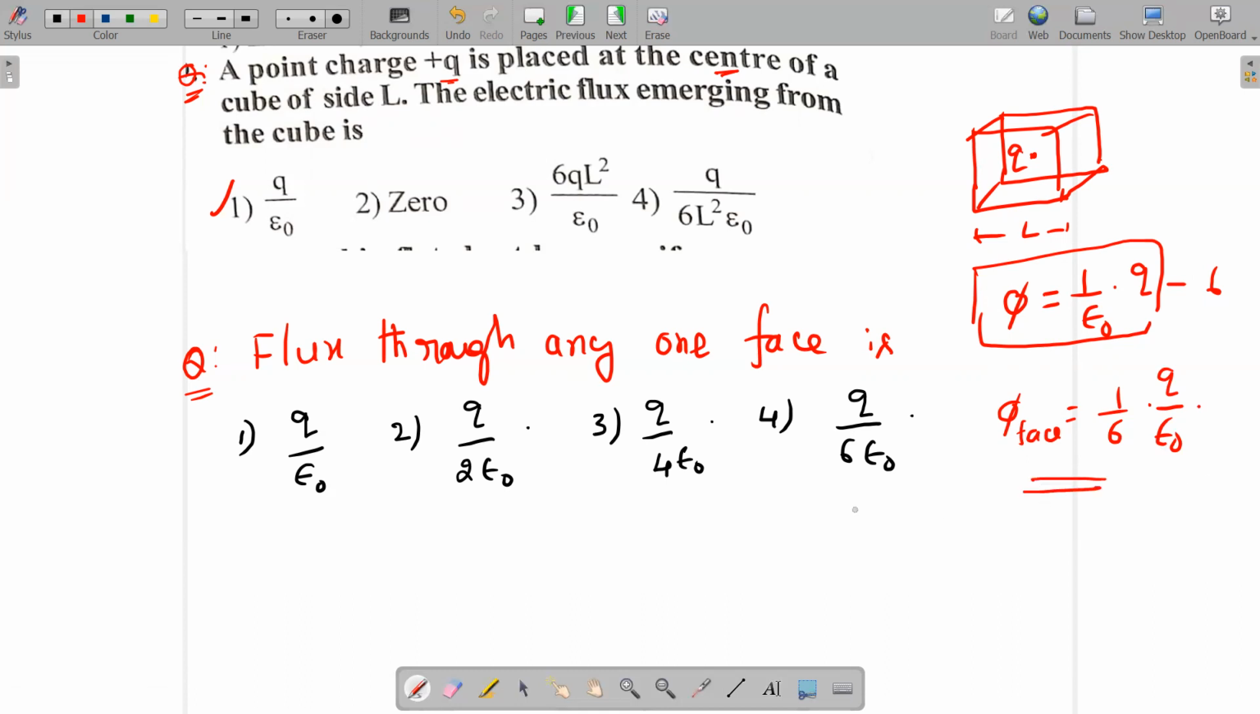Is this clear, guys, everyone? So which option is right now? Q by 6 epsilon naught is option 4, right? Very good. Next, let us see another question.